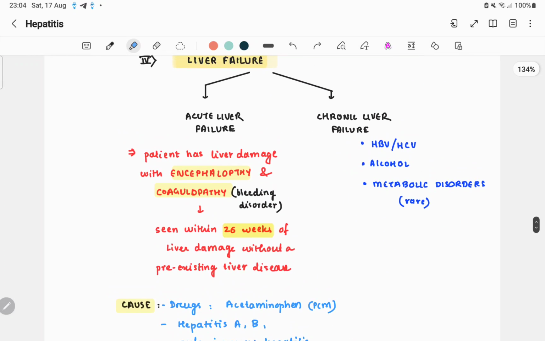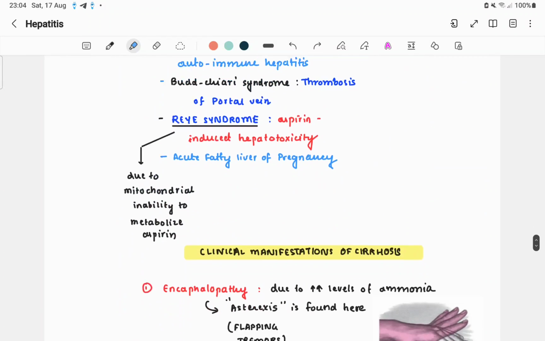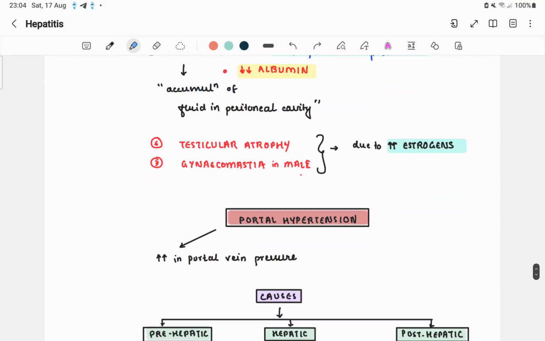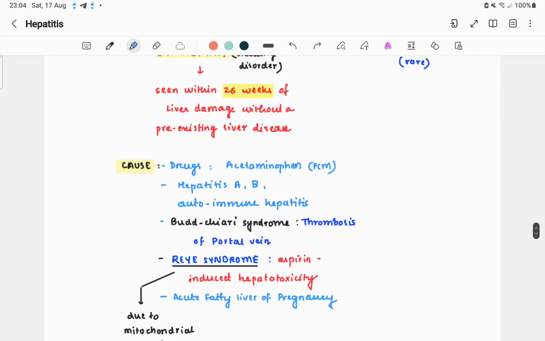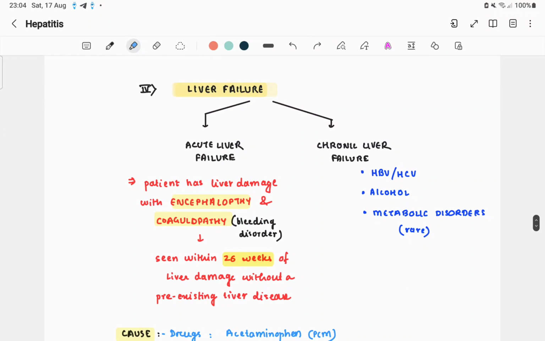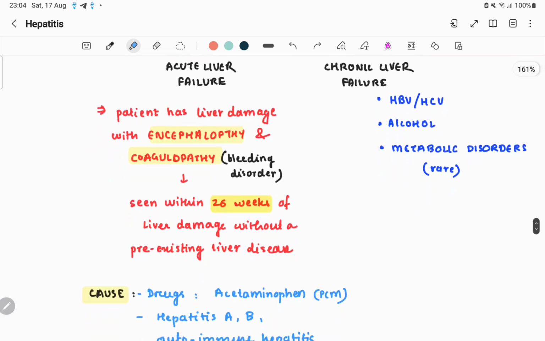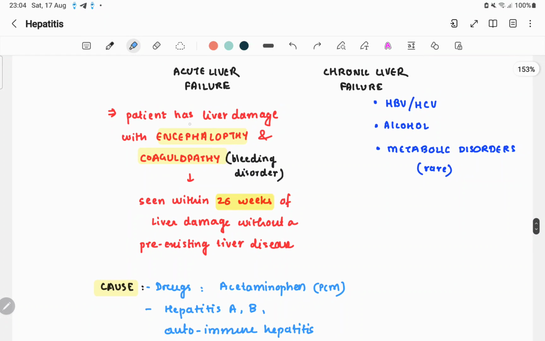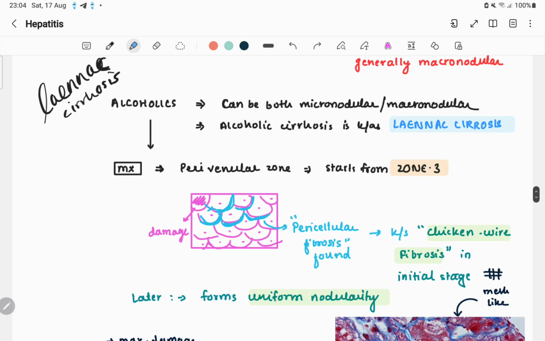Now let's talk about liver failure, and then we'll talk about clinical manifestations of that. Liver failure may be acute liver failure or chronic liver failure. Understood? So acute liver failure means that the patient has liver damage with encephalopathy and coagulopathy. Encephalopathy is present and coagulopathy is also present.